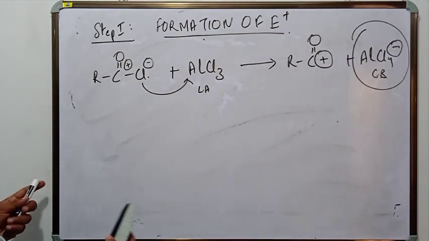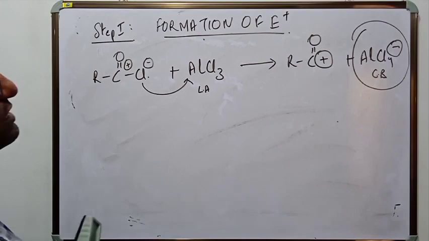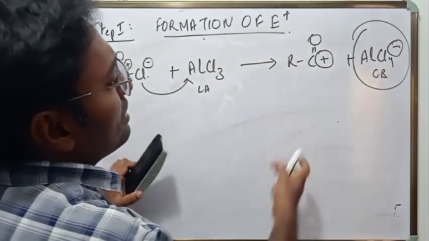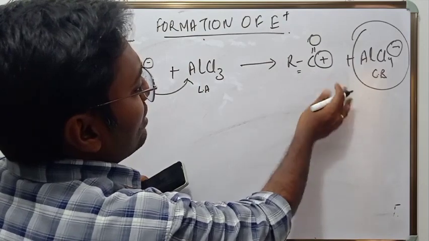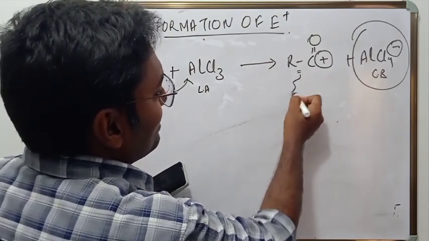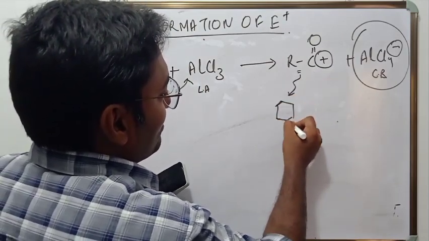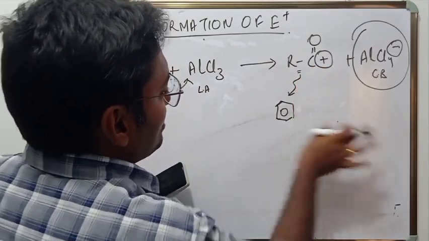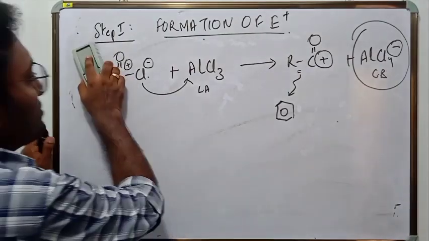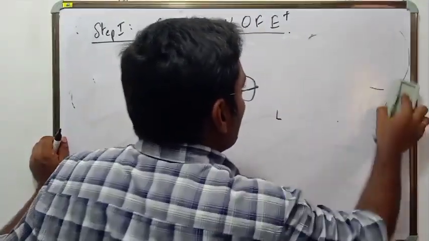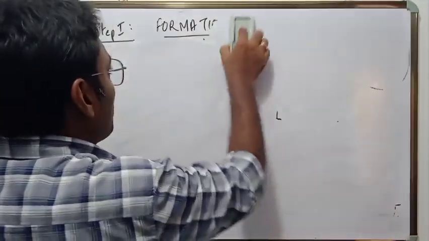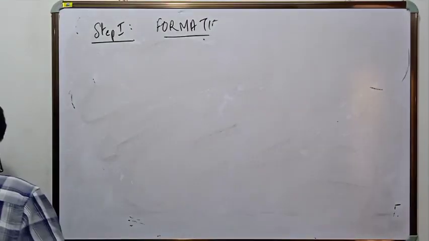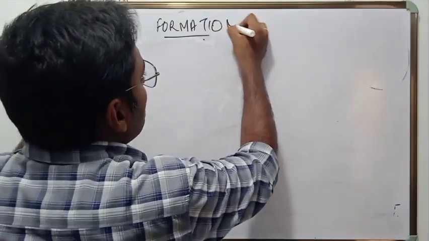Let us go to step number 2. In step number 2, what do you think? The acyl cation will remain idle? Never. It will go and attack the benzene ring, right? So in step 2, we will see that attack and the formation of carbocation. So let us go for step 2. Formation of carbocation.